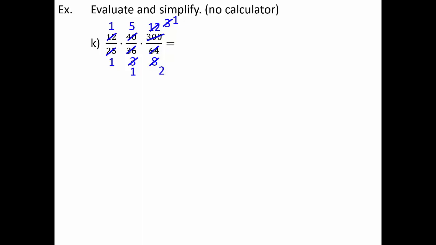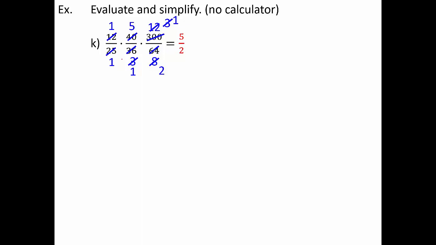Let's simplify that further. Anytime I get down to 1, that means I can completely ignore it. So by doing no multiplication whatsoever, I have made this problem so simple that I literally have to do no multiplication whatsoever. The answer is 5 over 2. All I did was simplify, simplify, simplify until I had nothing left.